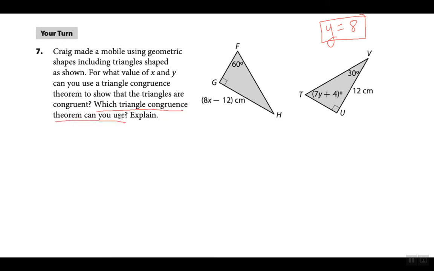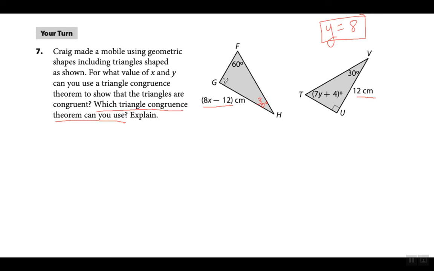All right, so now we have to solve for x. Okay, now notice that this side goes with this side. And we already figured out that this angle right here is 30 degrees. Okay, so listen, I'm going to solve this.